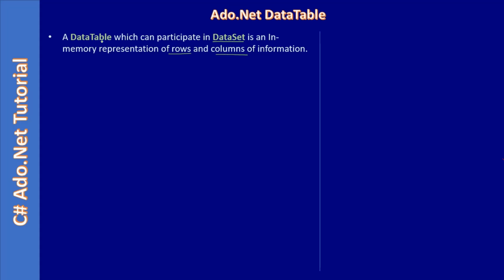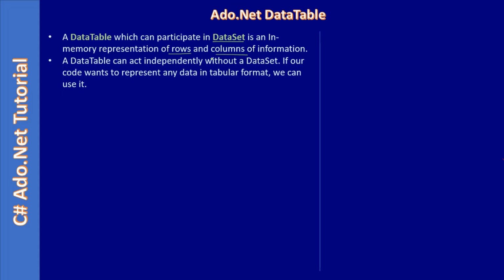So here we are talking about data table. It can be a member of a data set and it represents rows and columns of data. A data table can act independently without a data set. So a data table can participate in a data set or it can act individually also. That means you can create a data table separately and use it. If your code wants to represent any data in tabular format, you can use the data table.